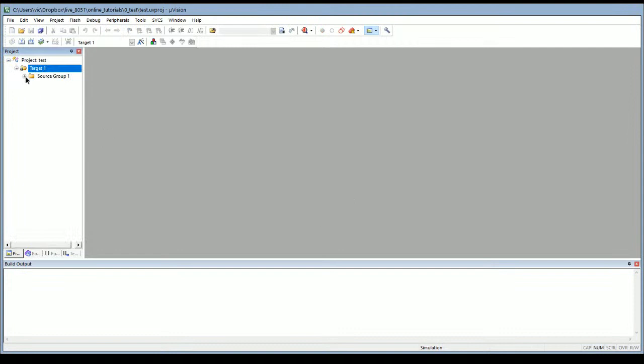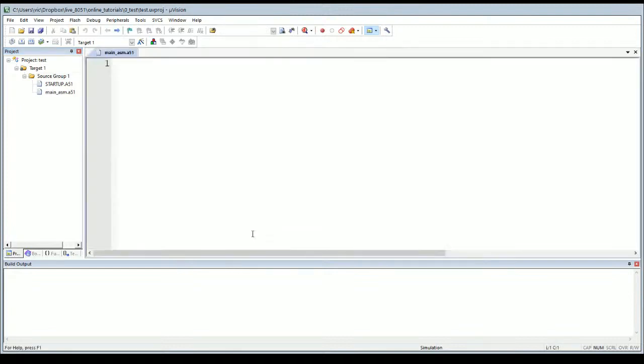Now here we will create options. Not now, you first add a new source file and add this asm source file. An asm source file means an assembly source file, so we're writing code in assembly language. We will write a very basic program. So main underscore asm, and then add. The file will be added here.